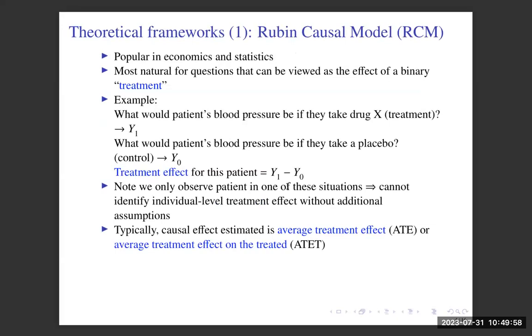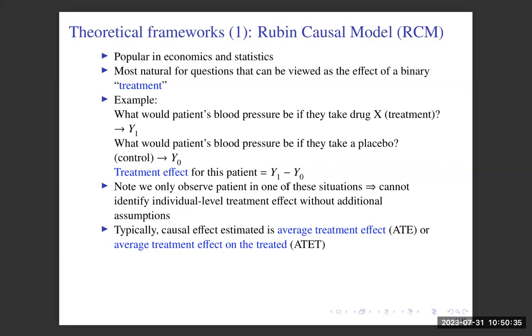Let me talk a little bit about theoretical frameworks for how to think about causality. And the first one is the Rubin causal model, which is very popular in economics and statistics. And this model is the most natural for questions that can be viewed as the effect of a binary treatment. And I put treatment between quotes here, not as scare quotes, but as an indication that treatment can be a lot of different things.